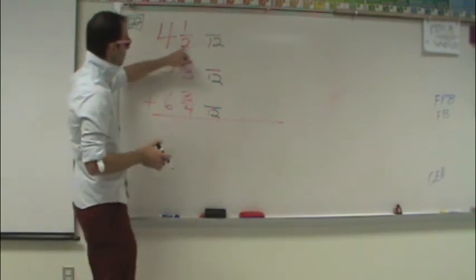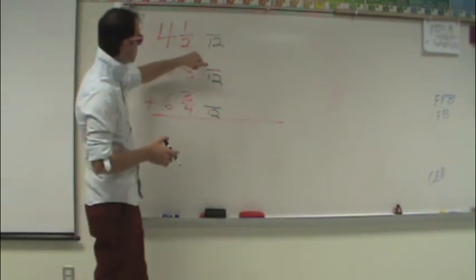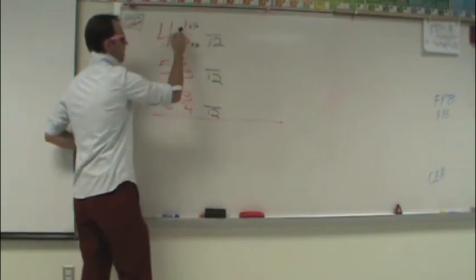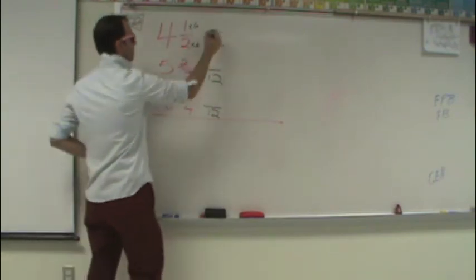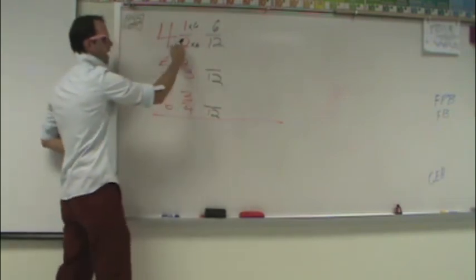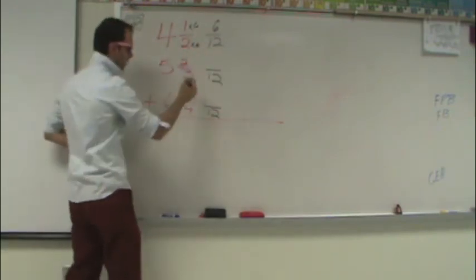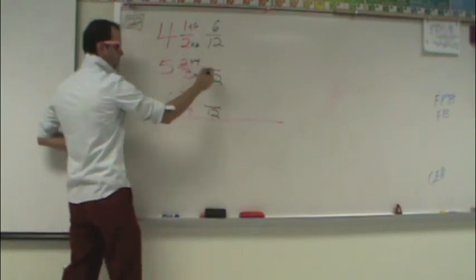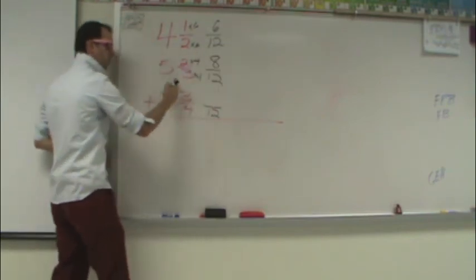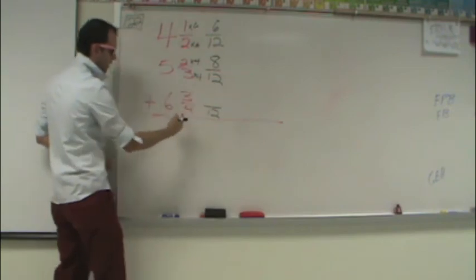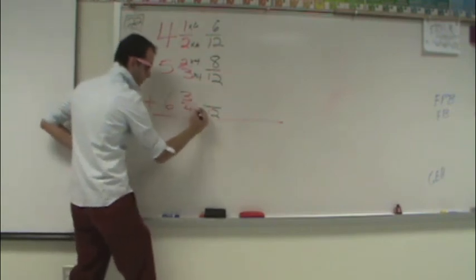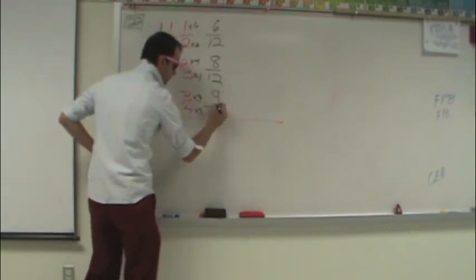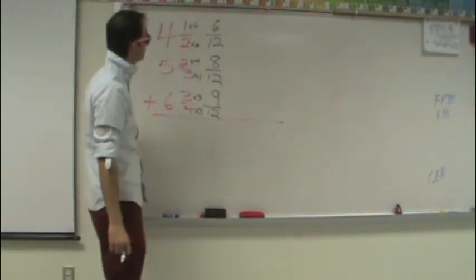To do that, look at the denominators. I have to multiply 2 by 6 to get 12. So I must multiply 1 by 6 as well. And 1/2 becomes 6/12. 3 times 4 is 12, so 2 times 4 will get us 8. 2/3 is 8/12. 3/4 we multiply by 3, and 3 times 3 is 9.